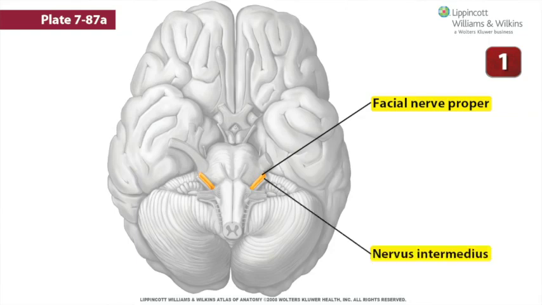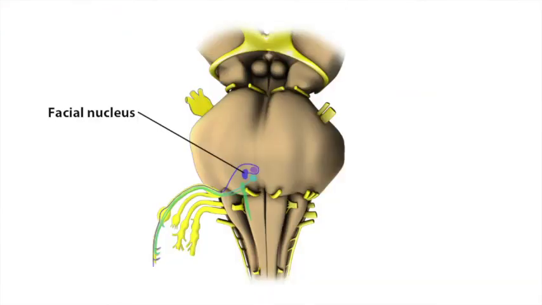the nervus intermedius. The nucleus of the motor root, called the facial nucleus, is in the ventrolateral part of the pons. The motor root is involved in the motor innervation of muscles that develop from the second branchial arch. The nervus intermedius carries the other 3 modalities.